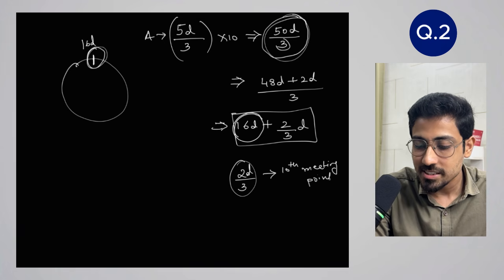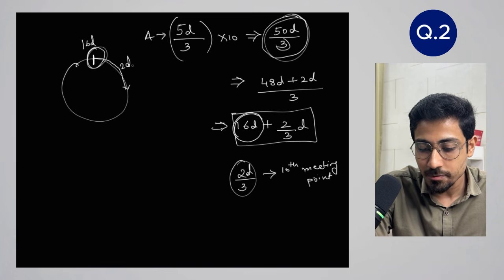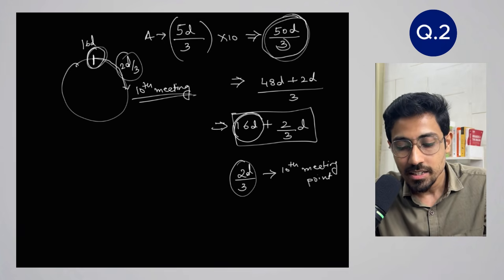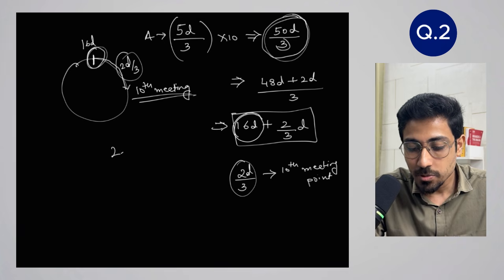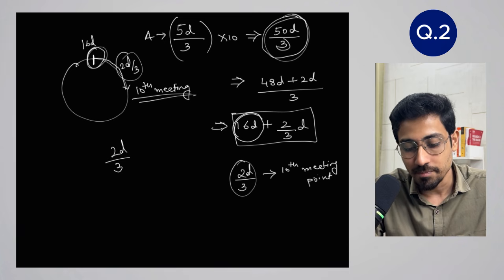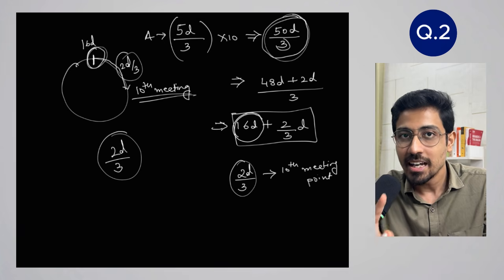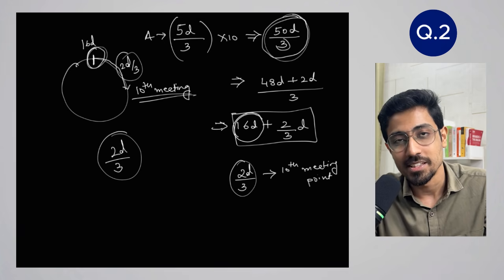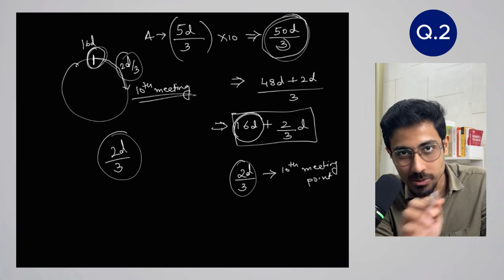So how much distance will he be from the starting point? He will be at a distance of 2d by 3. So this will be my 10th meeting point. So at my 10th meeting point, A and B will be 2d by 3 distance away from the center. Okay, I can calculate it so fast. I don't have to count 1, 2, 3, 4, 5, 6.